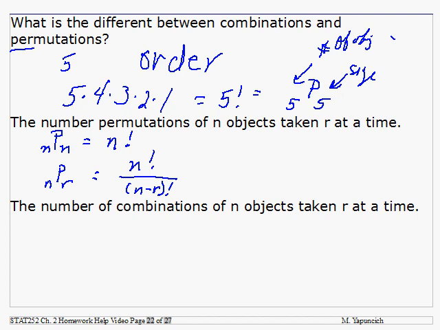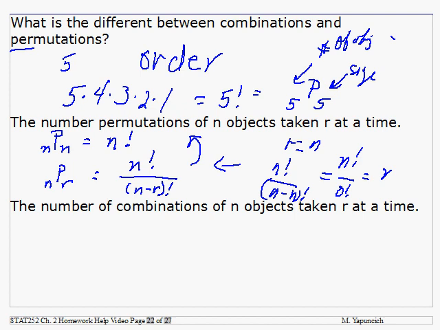So here is the equation right here. This one reduces to this equation because when r is equal to n, then I have n factorial over n minus n factorial. N minus n factorial is 0 factorial. But remember, 0 factorial was 1, so this is just n factorial, which is what we get up here.